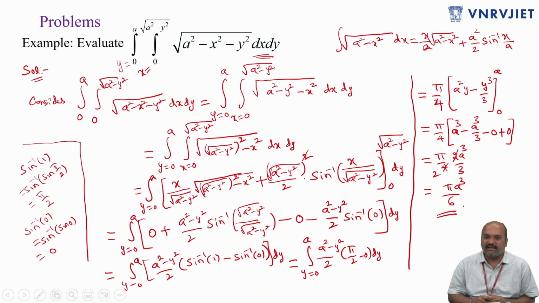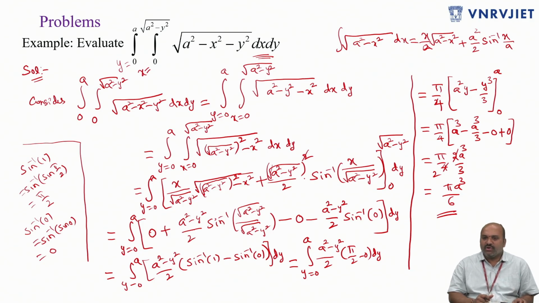So if the integral limits are variable limits, then first we have to integrate with respect to the variable which has variable limits. Then we integrate with respect to the variable which has constant limits. Okay, so if the problem is given with variable limits, we have to evaluate like this.